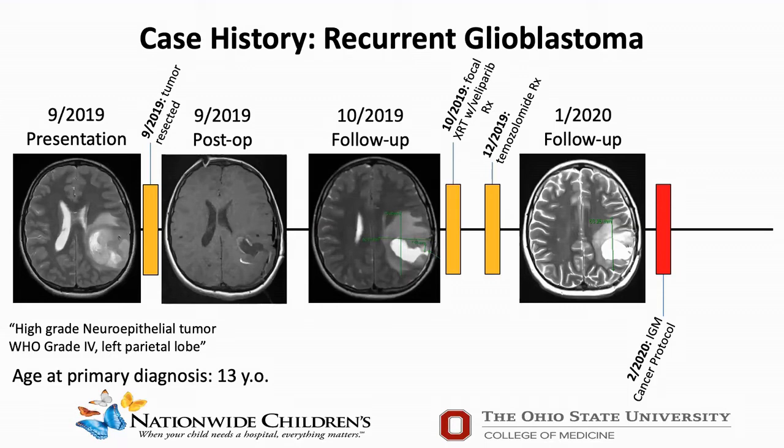You can see that post-operatively, the patient looks pretty good in terms of the gross total resection, but just a month later on follow-up imaging has an extraordinarily large tumor mass that's recurred in the original site. This patient then went on to focal radiation and veliparib, followed by a course of temozolomide, but in early January of this year on follow-up, still had a very large and increasing tumor mass. And so this patient was enrolled onto the IGM cancer protocol to study this recurrent cancer.